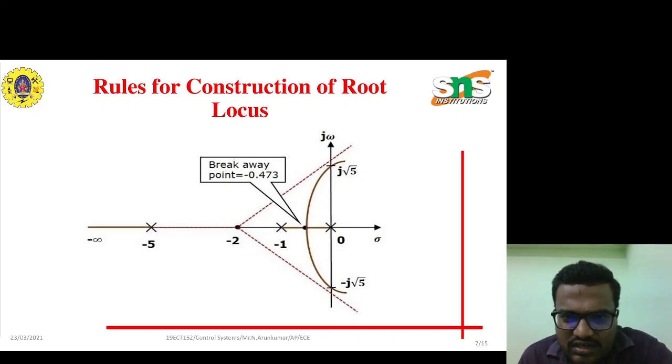The next one is the cutoff point, the breakaway points. The breakaway points are calculated using the imaginary axis, so they are given as j root 5 and minus j root 5. The concerned value will lie before the line of the imaginary axis.